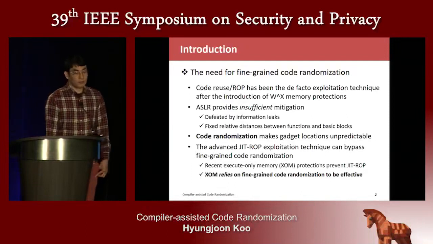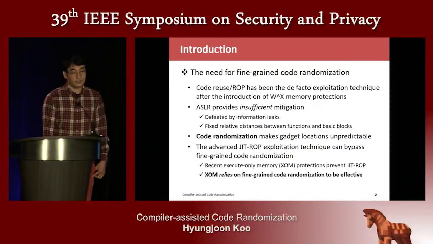To make a long story short, we need fine-grained code randomization for two reasons. First, ASLR is insufficient. Second, execute-only memory also requires code randomization as a prerequisite.